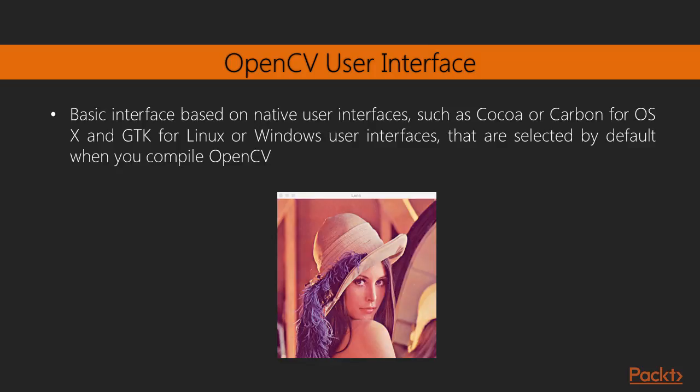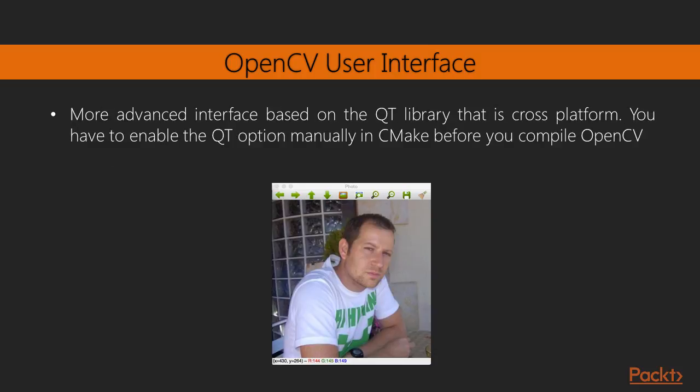OpenCV provides two options for the user interface: a basic interface based on native user interfaces such as Cocoa or Carbon for OS X, and GTK for Linux or Windows user interfaces that are selected by default when you compile OpenCV; and a slightly more advanced interface based on the Qt library that is cross-platform. You have to enable the Qt option manually in CMake before you compile OpenCV.